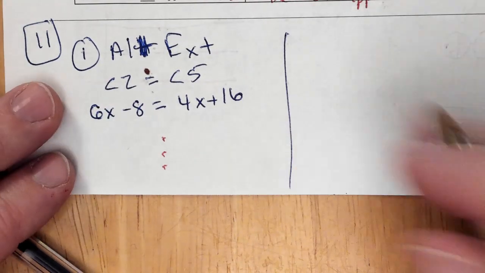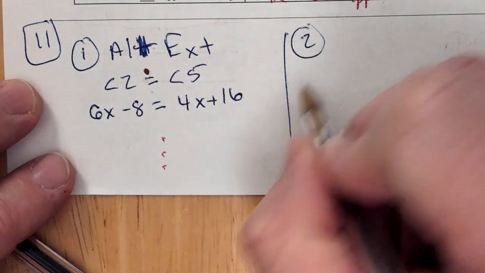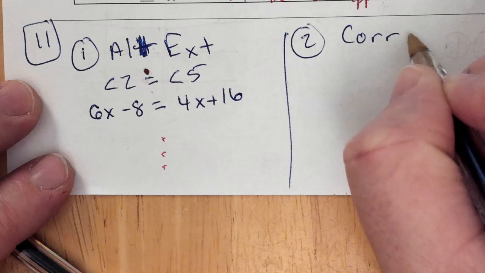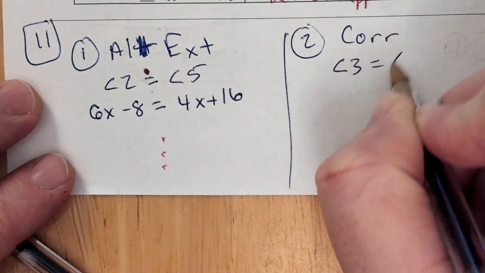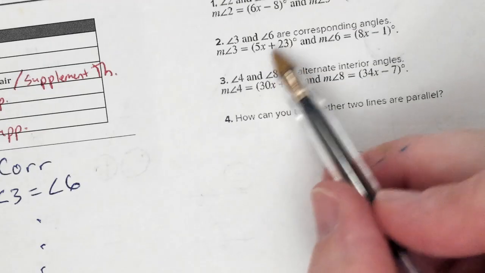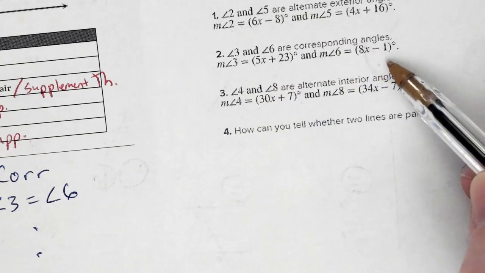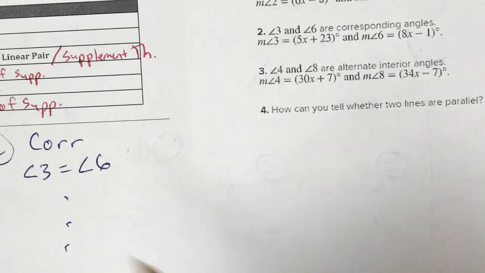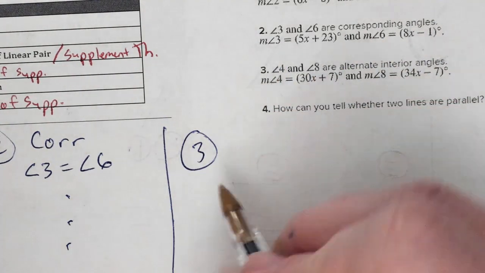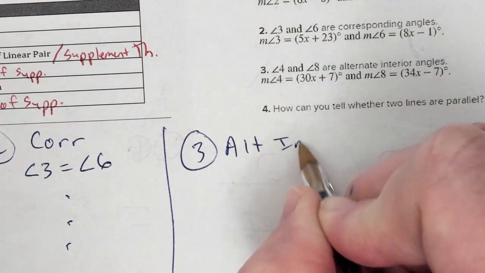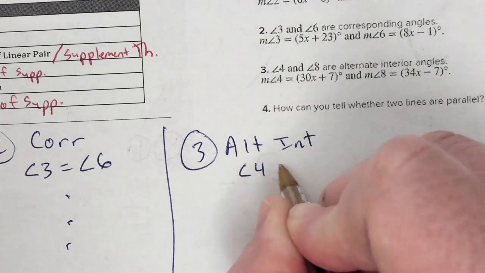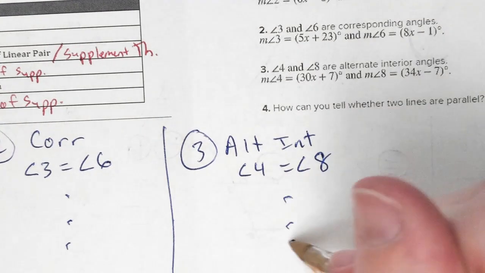Okay, go to the next one. Number 2. Number 2 said that they are corresponding angles. Corresponding angles, they would be equal to each other. So angle 3 would be equal to angle 6. And all you have to do is plug in the x's. So they said 5x plus 23 and 8x minus 1. You just have to plug it into here, and you'll be able to solve that. And number 3, 4 and 8 are alternate interior, which also just happens to be equal to each other. So we know that angle 4 is equal to angle 8. And it's your job to solve.